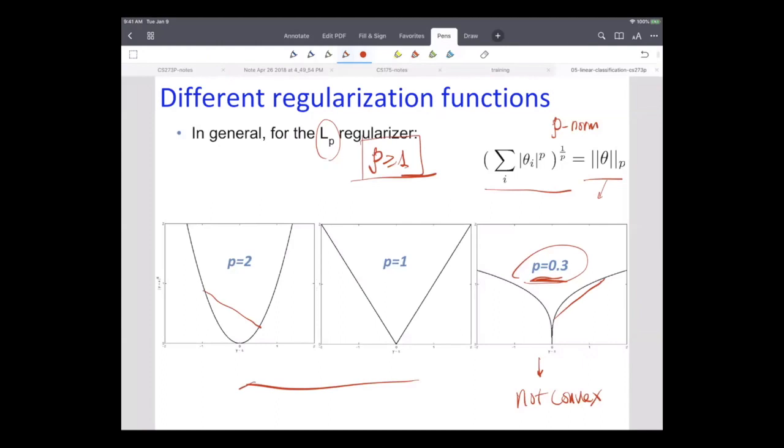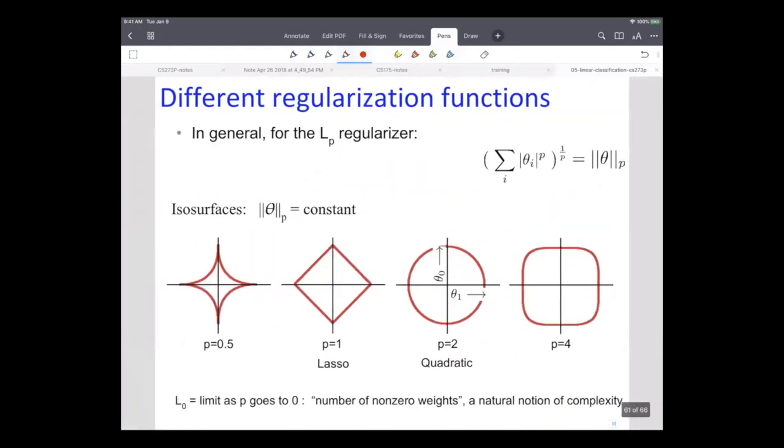People don't use other values very often. Mostly they use either p equal to 2 or p equal to 1. We also mentioned that p equal to 1 or 2 usually gives you two different behaviors. This one is associated with a quadratic function.